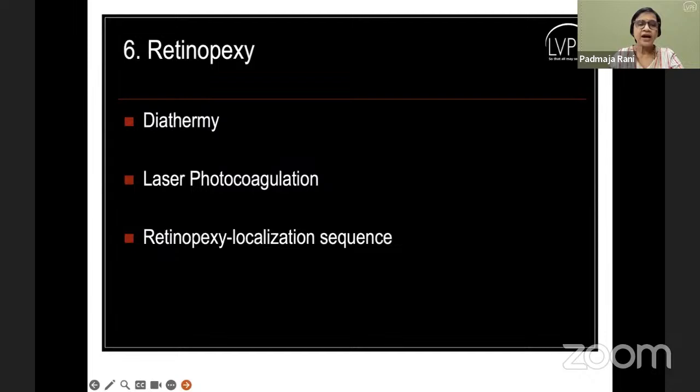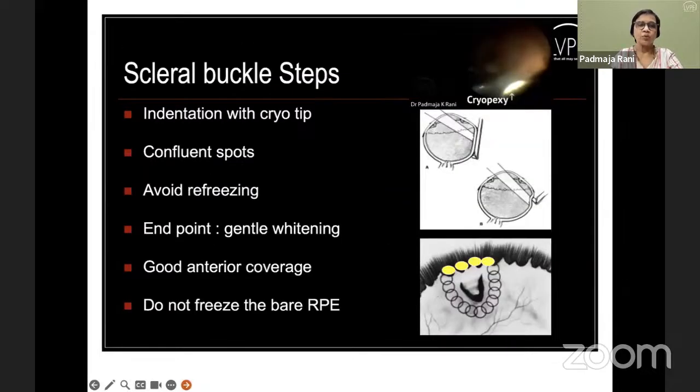Retinopexy could be diathermy, laser photocoagulation, and very important, cryo is the most commonly used. But for very shallow detachments, for example, if you have a fundus picture where you have attached retina with some lattices and there is a detached retina with a break, you can finish off the attached retina lattices by laser, so that you are reducing the amount of retinopexy trauma.